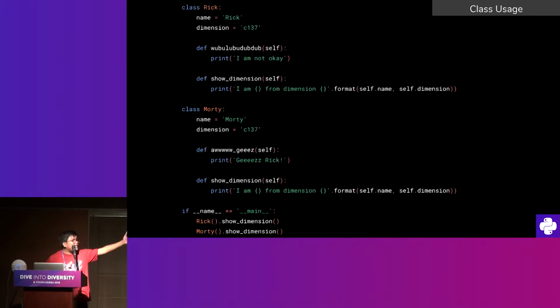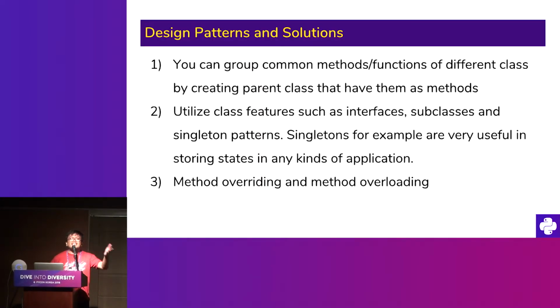The next one is the Rick and Morty class usage. Again, it's just duplicate code. If you're familiar with classes in Python or in OOP in general, you can create a parent class, and all the methods in the parent class can be inherited by the subclass. You can also use method overriding and method overloading, for those who want to try an advanced way to handle this. Now, the solution is quite simple.